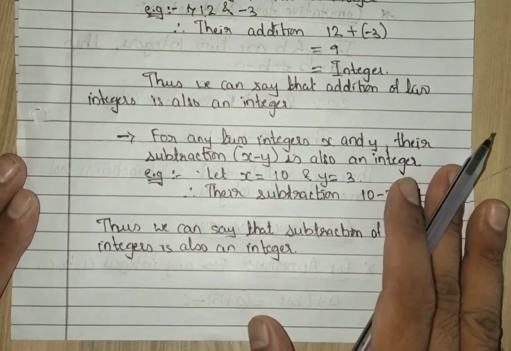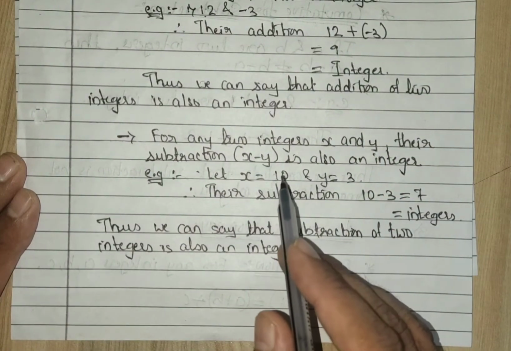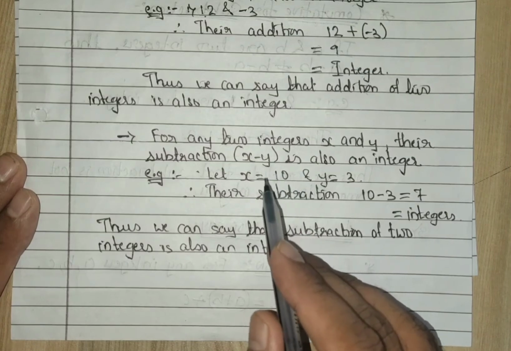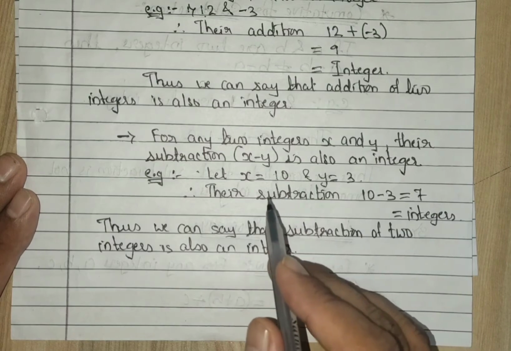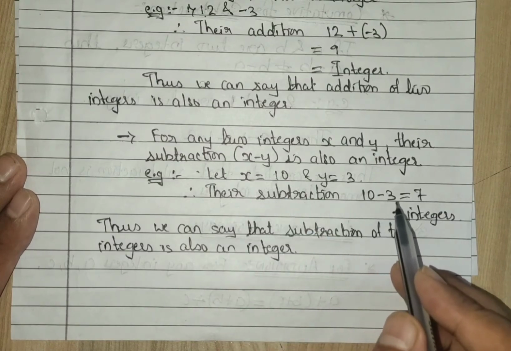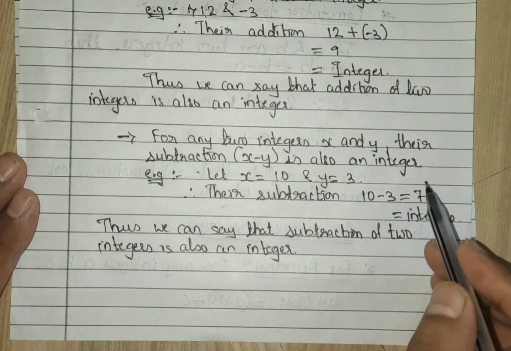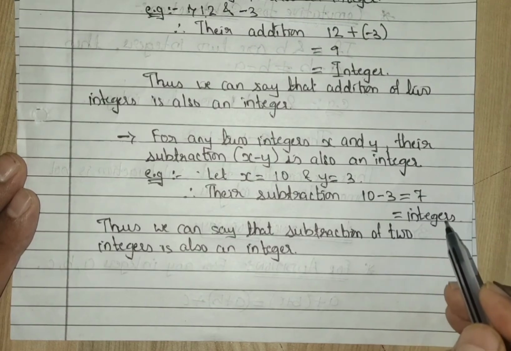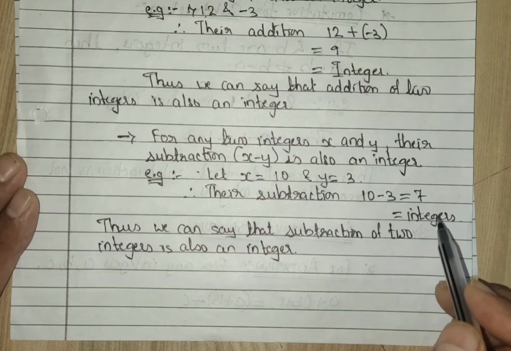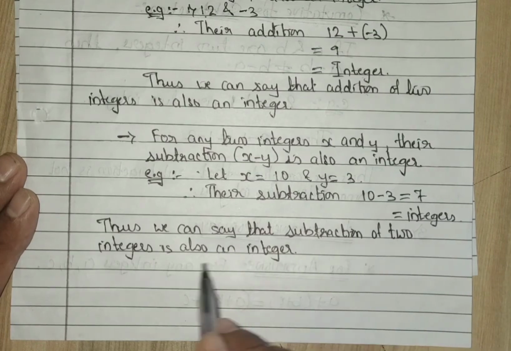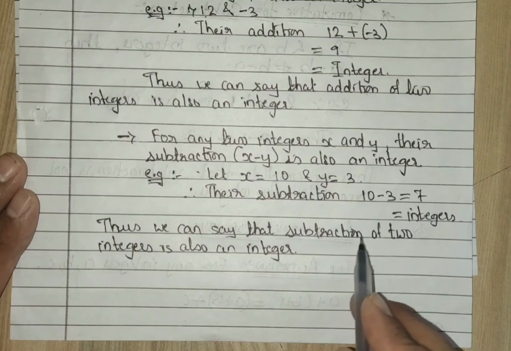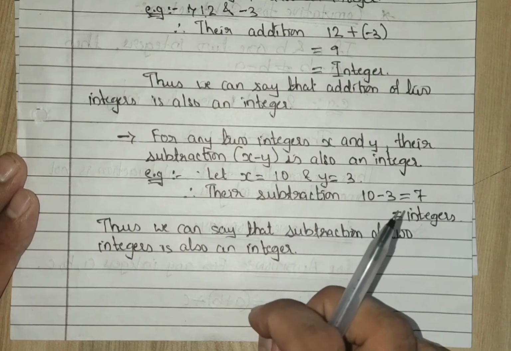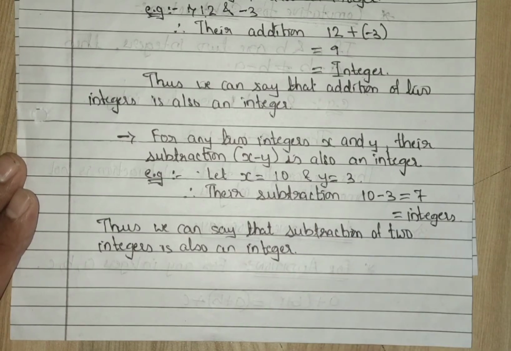Now for subtraction, let me take example. Let us take x is equal to 10 and y is equal to 3. Now let us look at their subtraction. Their subtraction is 10 minus 3. You know the answer. The answer is 7, which is an integer. Thus we can say that subtraction of two integers is also an integer, and thus integers are closed under subtraction. Closure property, I think you have understood very well.